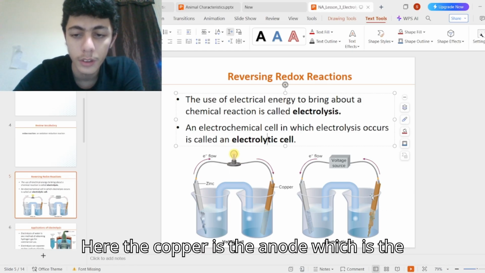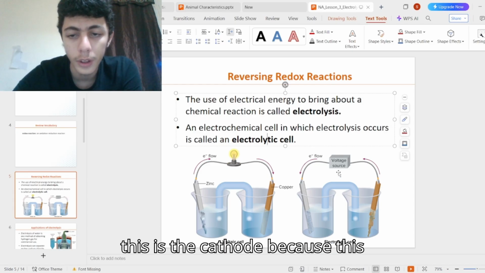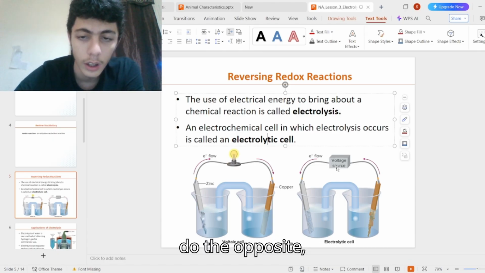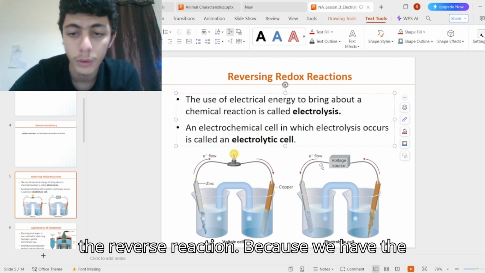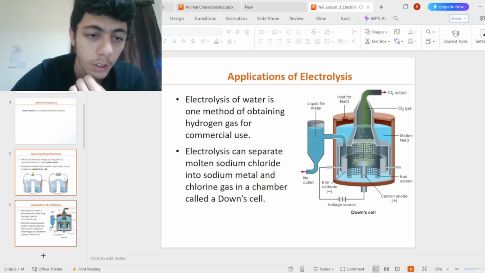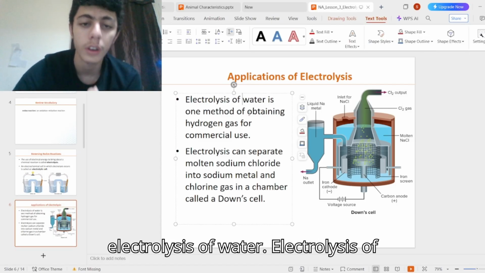Here the copper is the anode, which is the oxidized part, and here this is the cathode, because this electrical energy forces it to do the opposite, the reverse reaction. Because we have the voltage source, it forces it to do the non-spontaneous reaction. You have electrolysis of water.